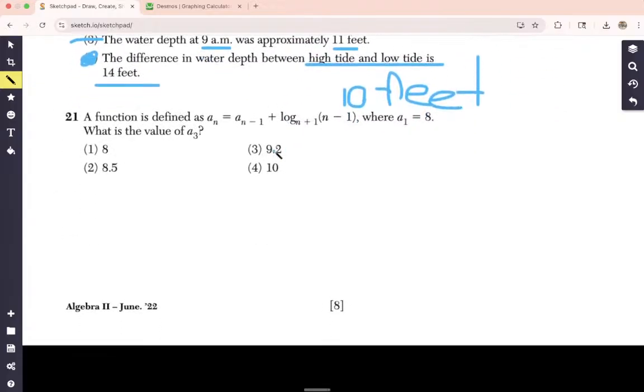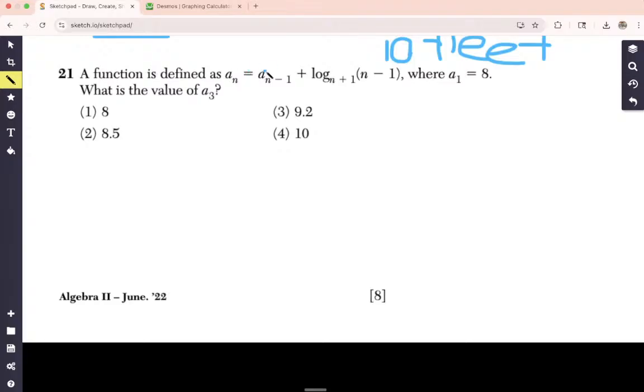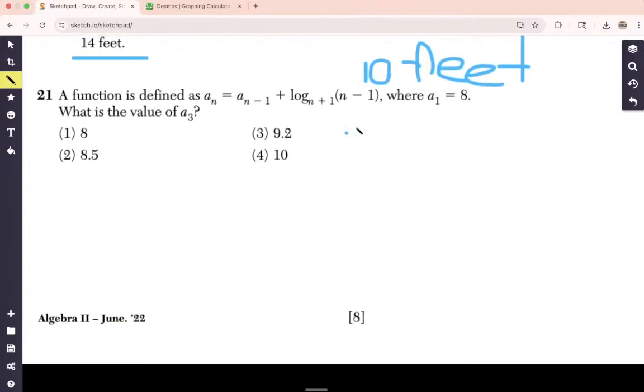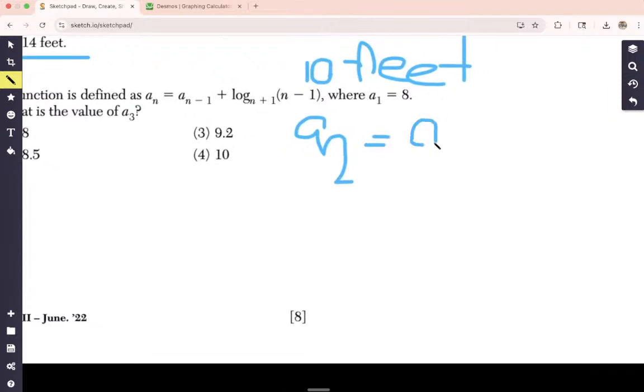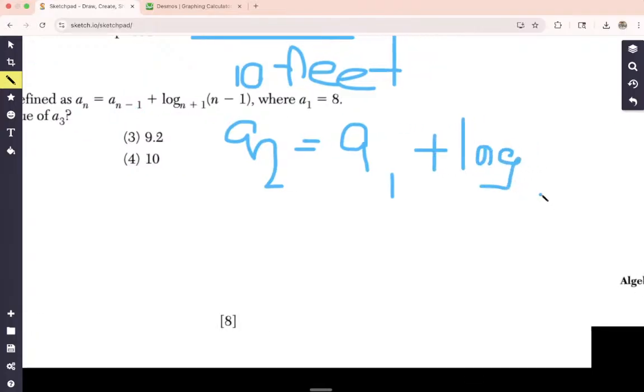All right. A function is defined as this. What is the value of a of 3? Okay, so all you have to do is, well, this is a recursive sequence. First of all, you have to find what a sub 2 is equal to. a sub 2 is equal to a sub 2 minus 1, so just a sub 1, right? Because 2 minus 1 is 1. Plus log of 2 plus 1, which is 3, times 2 minus 1, which is just 1.